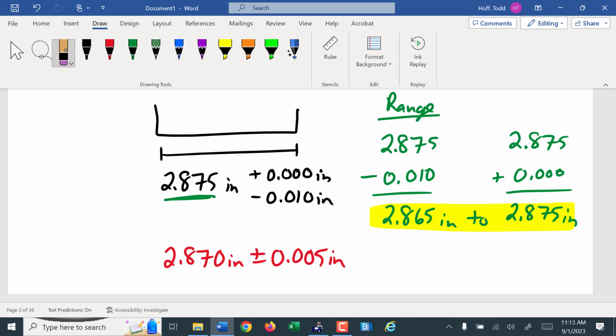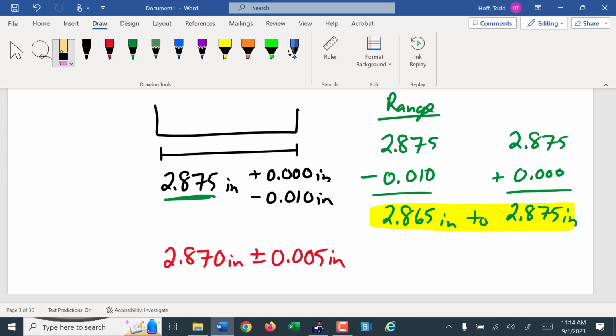Preference? Oh, partly. We're looking at what we really need the part to be. This is telling us we really do want the part to be 2.875 if possible. This is saying we really want it to be 2.870, we can be bigger or smaller.